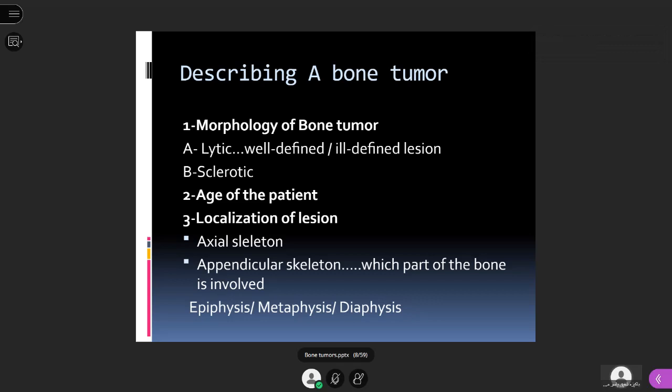Now, first of all, how will you describe it? You will describe it in terms of morphology first.